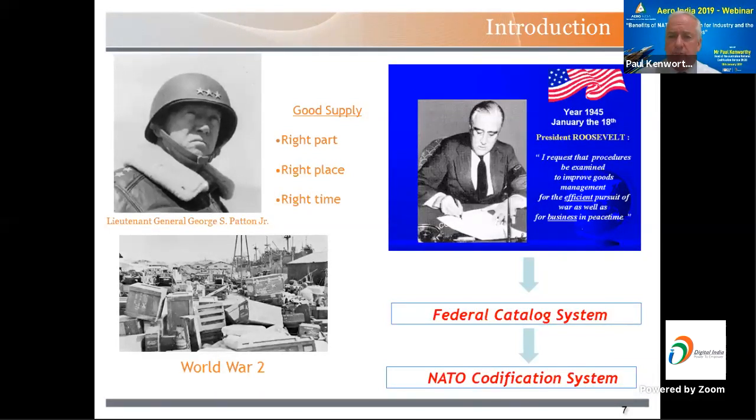Coming out of that federal catalog system, initially the US invited the UK to join as an international partner. They later asked Canada and Australia to join in the early 1950s. And in about the mid-50s, NATO joined as well, and the system became the NATO codification system.